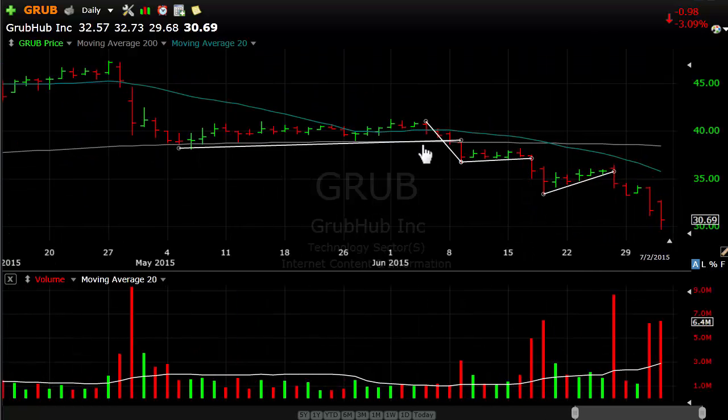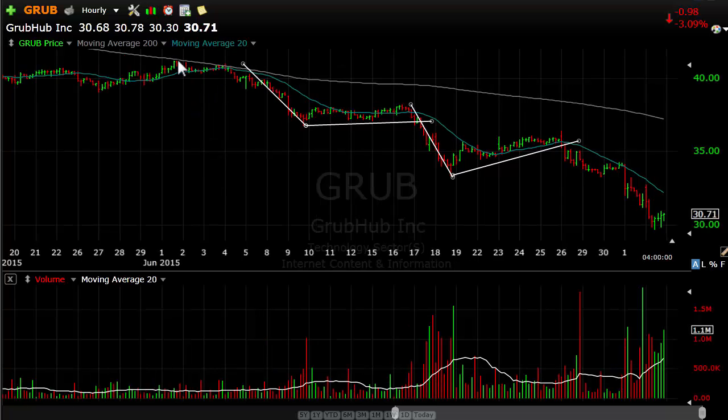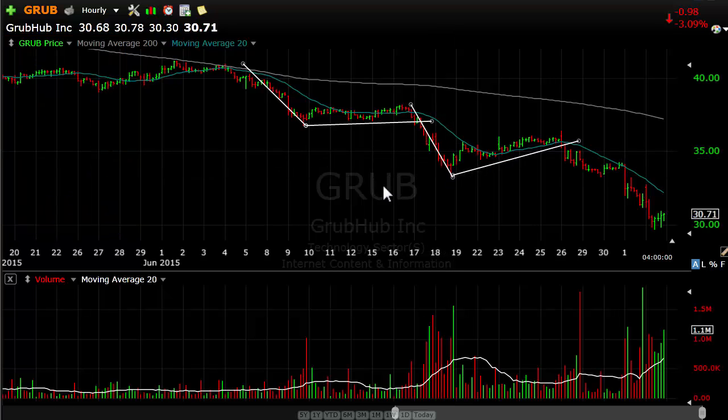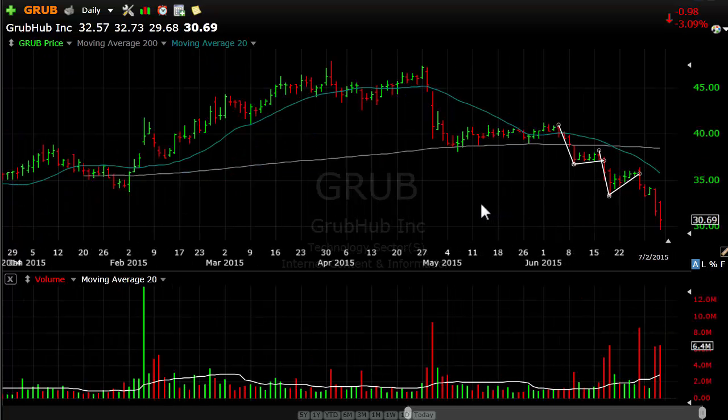So if we did an ABCD pattern right here, take a look at how that works out. Let's just zoom in so you can see it better. Let's just take that A to B, 4.4 points. Here again, how much? 4.81 points. Fairly close, fairly accurate, not exact, but good enough in terms of the stock market. So that's how that works. Same concept, same principle, A to B, B to C, C to D pattern.